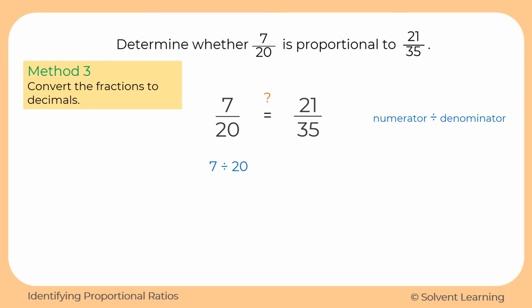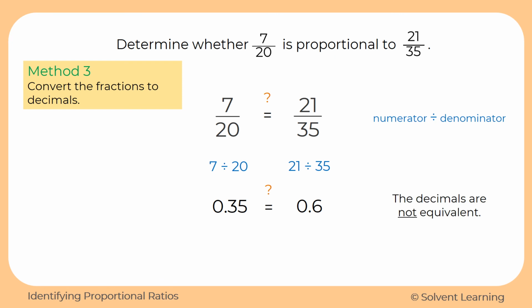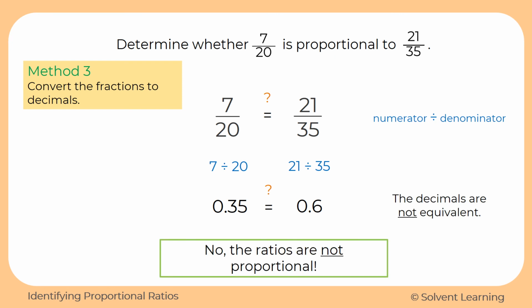So on the fraction on the left, we're going to do 7 divided by 20, which gives us 0.35. And for the fraction on the right, we'll do 21 divided by 35, and that gives us 0.6. And we can see that these decimals are not equivalent, so therefore the ratios are not proportional.